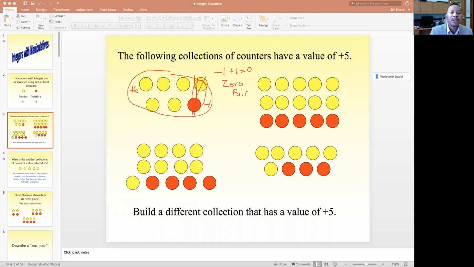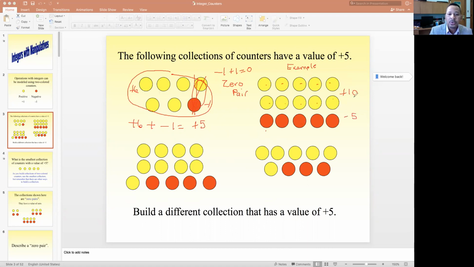Now, if we wanted to create a number sentence for this, it would be positive 6 plus negative 1 equals positive 5. Let's look at example 2 here. Counting the number of yellow counters would give us 1, 2, 3, 4, 5, 6, 7, 8, 9, 10. That represents positive 10. And we have 1, 2, 3, 4, 5 red, which represents negative 5.